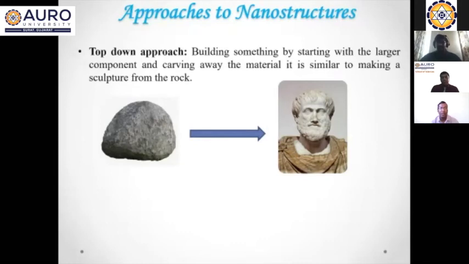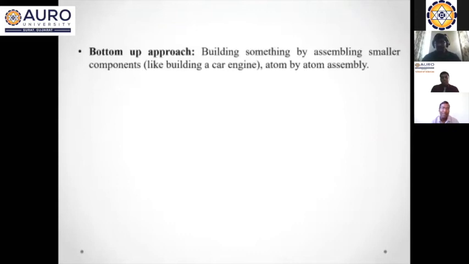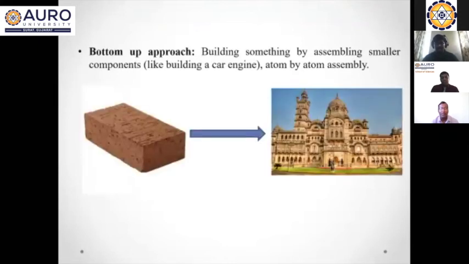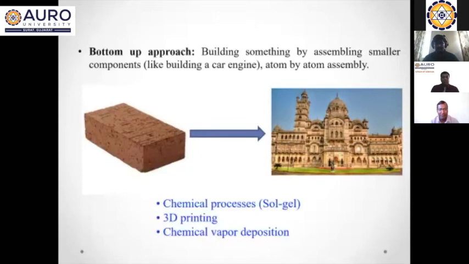To prepare these kinds of nanostructures by using the top-down approach, there are some methods like lithography, deposition, etching, and machining. Second is the bottom-up approach, like building something by assembling smaller components, like building a car engine. By using bricks and making a building, it's a bottom-to-top approach. And there are some methods like chemical processes, 3D printing, and chemical vapor deposition. They all are used for the bottom-up approach.